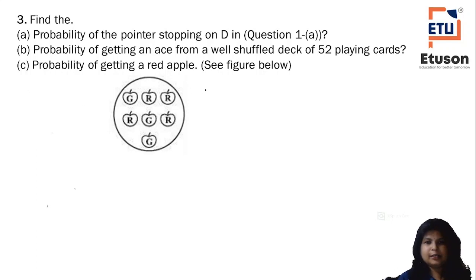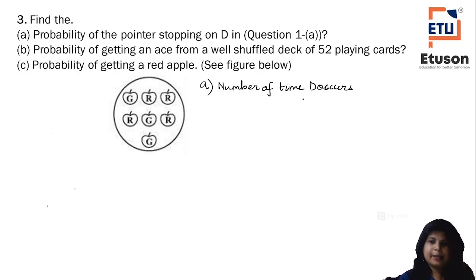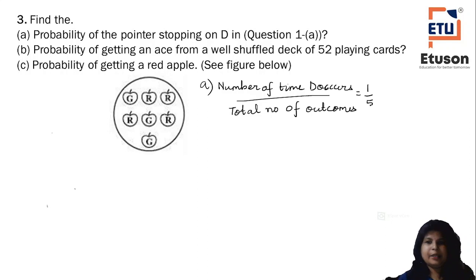So let me write it here. Probability is equal to the number of times D occurs divided by the total number of outcomes. The total number of outcomes was 5, right? So what is the probability then? The probability is 1 divided by 5, correct?